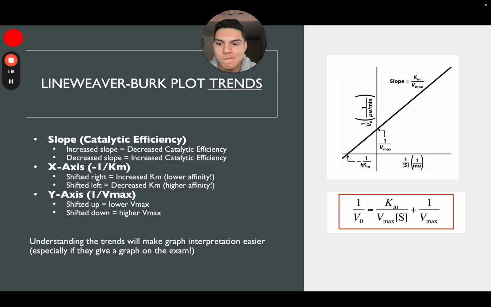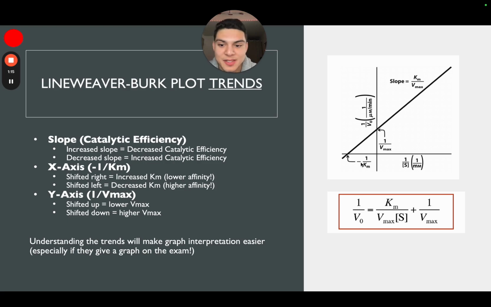So keep that in mind. And then for the x-axis, we have -1 over Km, and just some simple things. If you shift it to the right, you're going to increase the Km, and if you shift it to the left, you're going to have a decreased Km, which, again, remember, Km is inversely related to the binding affinity. So an increased Km is a lower binding affinity. Your decreased Km is a higher affinity.